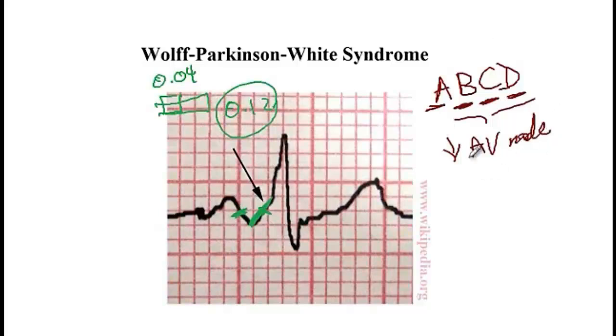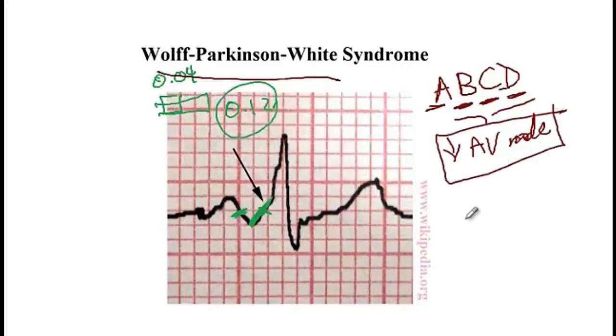Now the problem is that if you use these medications in a patient with Wolff-Parkinson-White, you will decrease the conduction through the AV node, and thus there would be increased conduction through the accessory pathway that is actually causing this abnormality. So it would worsen the condition in patients with Wolff-Parkinson-White syndrome.